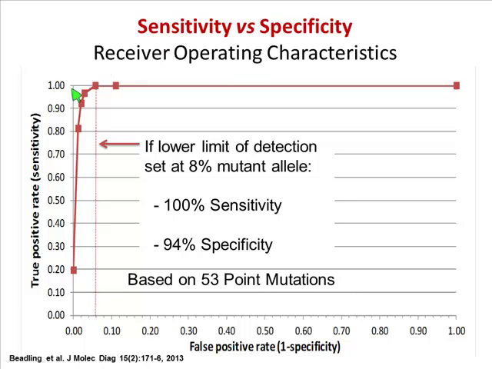In our original data, we decided that a lower limit of detection that would be safe would be an 8% mutant allele. That would give us 100% sensitivity and 94% specificity. That is to say, there's still some false positives sneaking through, but those can be assessed by Sanger. This was in the very early days; the software has improved dramatically, and we have now set the limit down to about 5%.